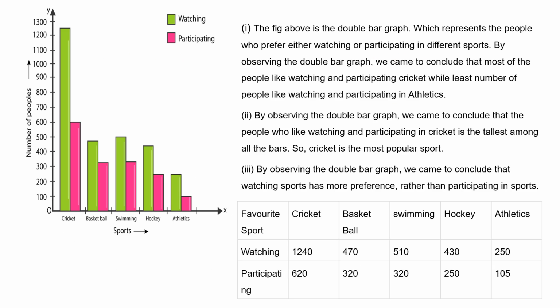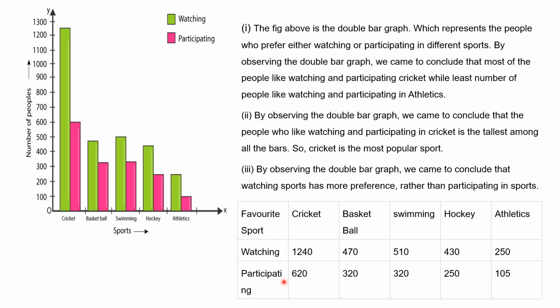First, x-axis sports and y-axis number of people. And next, we have to choose the scale. 1 unit equal to 100 people we will select because we have maximum up to 1240. So, up to 1300 we have to write. That means each unit equal to 100 people will be convenient.